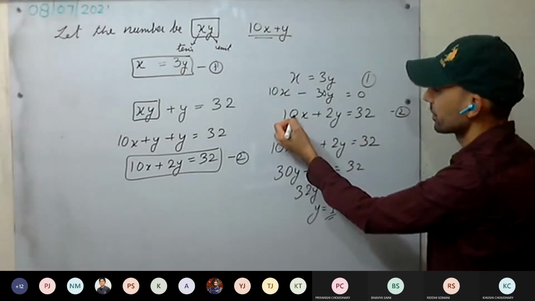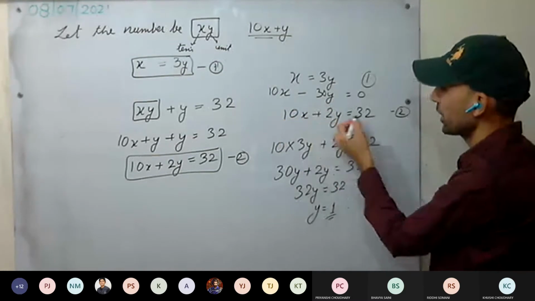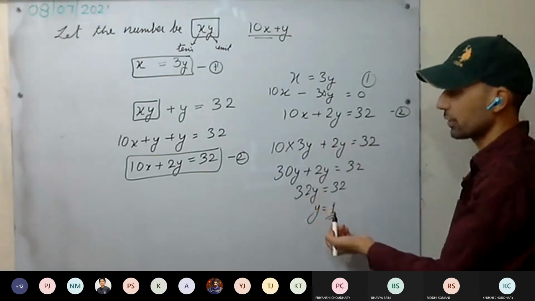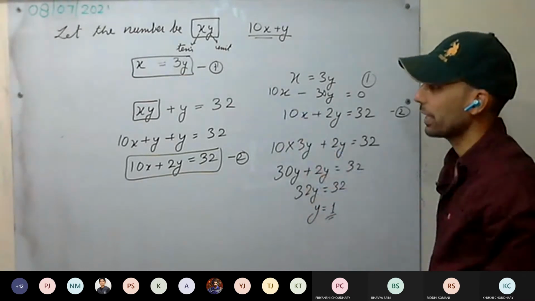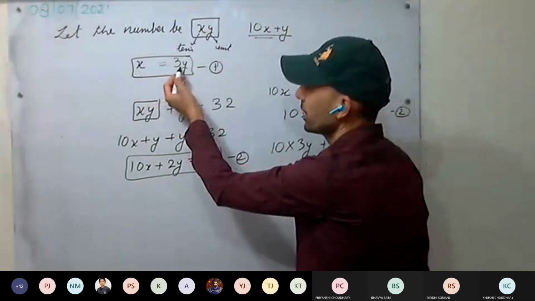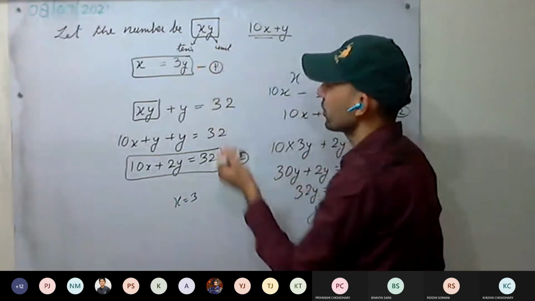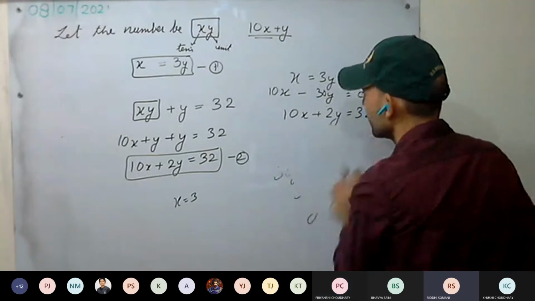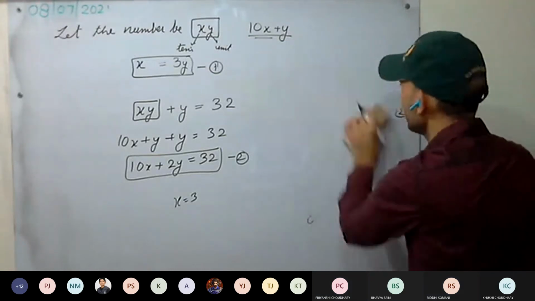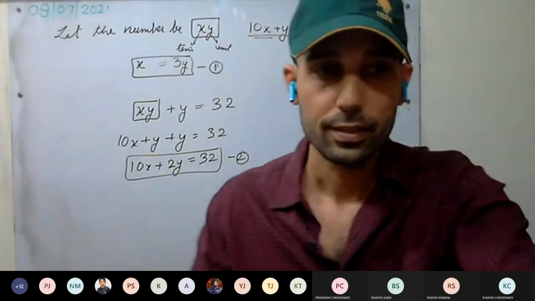Now subtract them. It will be 0, minus 32y equal to minus 32, y equal to 1. You will get that. Now calculate x. x is very easy to calculate. 3 into 1, x equal to 3. Okay. What is that number? 31. Now see, the number is 31. We have got the number as 31.